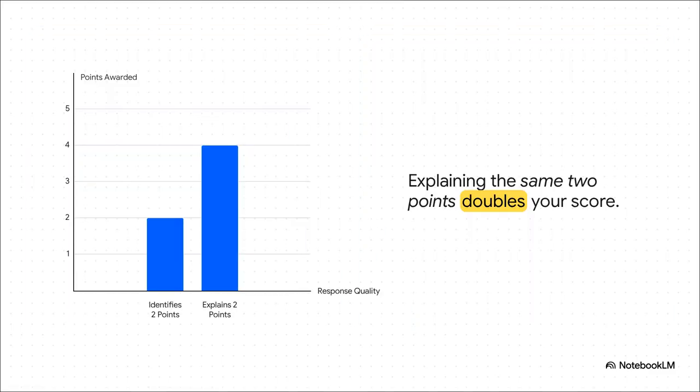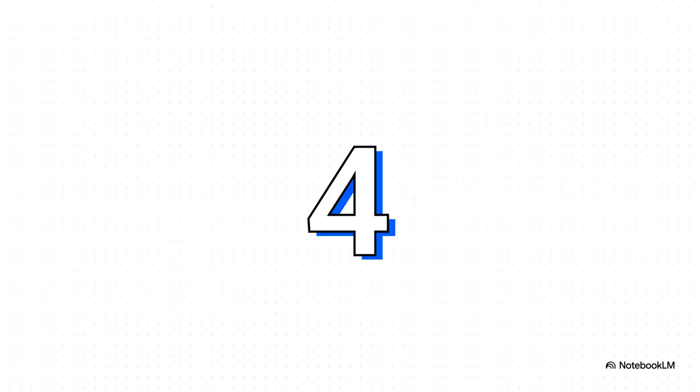And just look at what that means for your score. It's huge. If you just identify 2 different things, okay, that gets you 2 points. That's not bad. But if you take just a little extra time to explain those same 2 things, your score literally doubles to a perfect 4. That's the game changer right there. Explaining is everything. So that's the number we're aiming for, a perfect 4.